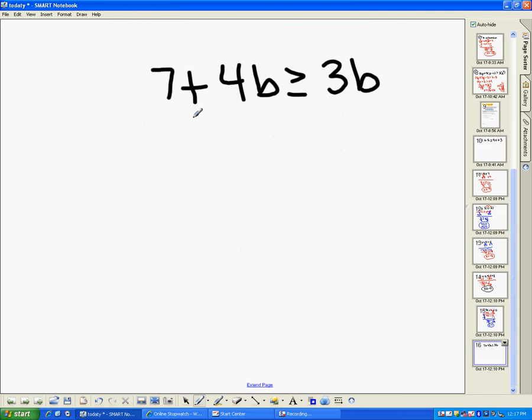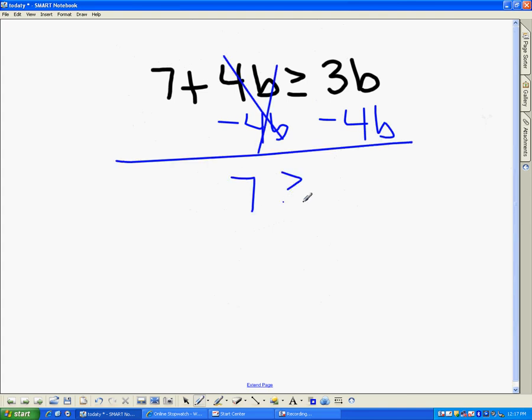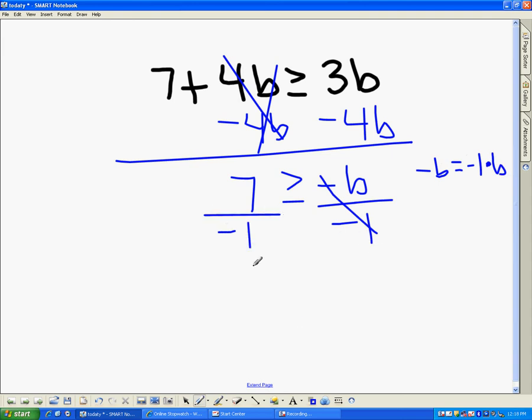And then the last example I'm going to give you, we have 7 plus 4b is greater than or equal to 3b. So I'm going to subtract 4b from both sides. And again, it doesn't really matter which one you started with. This leaves me 7 is greater than or equal to negative b. I'm going to divide both sides by negative 1, so that way I can get rid of the negative, because remember, negative b is the same thing as negative 1 times b. When I do that, 7 divided by negative 1 is negative 7, and that's greater than or equal to b.